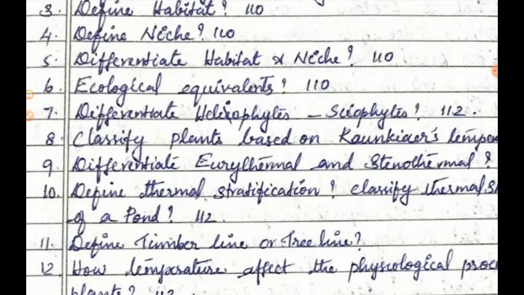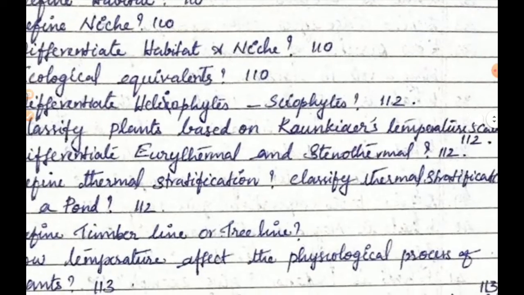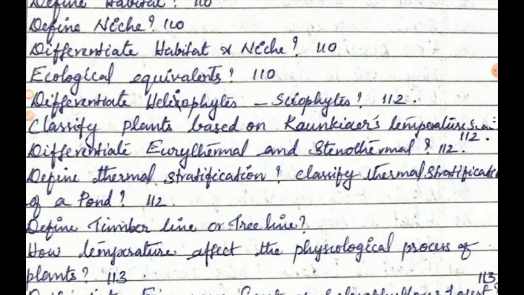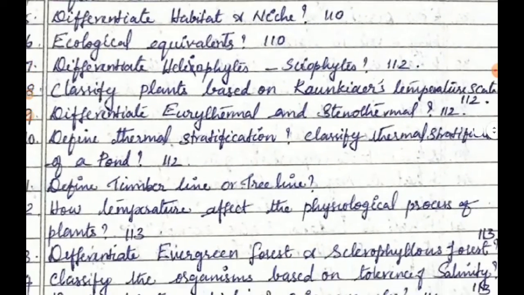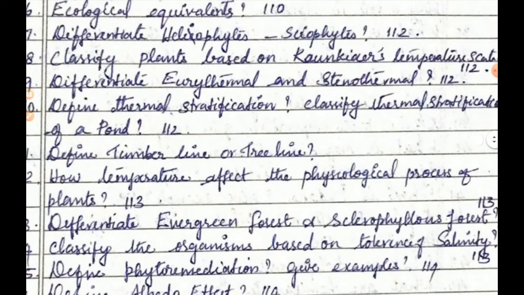Then next 8th question, classify plants based on Raunkiaer's temperature scale. Answer is given in page number 112. It is given at the bottom of the page. Based on the temperature prevailing, in that paragraph it is given.